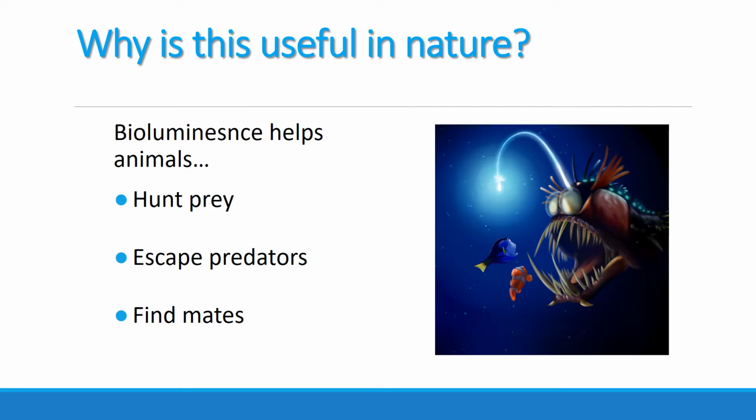Bioluminescence has a variety of useful applications in nature. It is used by living things to hunt prey, escape predators, and find mates. Some fish, most notably the anglerfish, use bioluminescence to attract curious prey. Others use luminescence to escape predators.